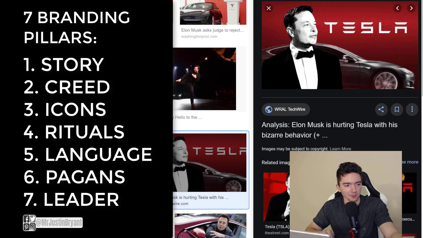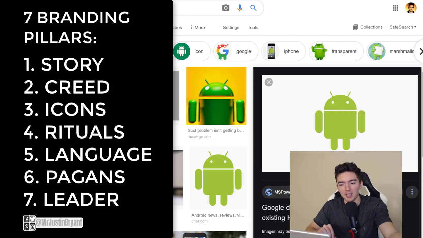Rituals, you have language, you have pagans, which are non-believers. For Apple, a pagan or a non-believer would be an Android user. They don't necessarily denounce Android users, but they make it so that everything is Apple, and you want to get all your accessories and everything from Apple. Some other companies do that as well. You look at Dell, for instance, Dell Computers. A lot of times they do stuff like that as well. If it's not made by Dell, in many cases it's hard to get stuff for them.